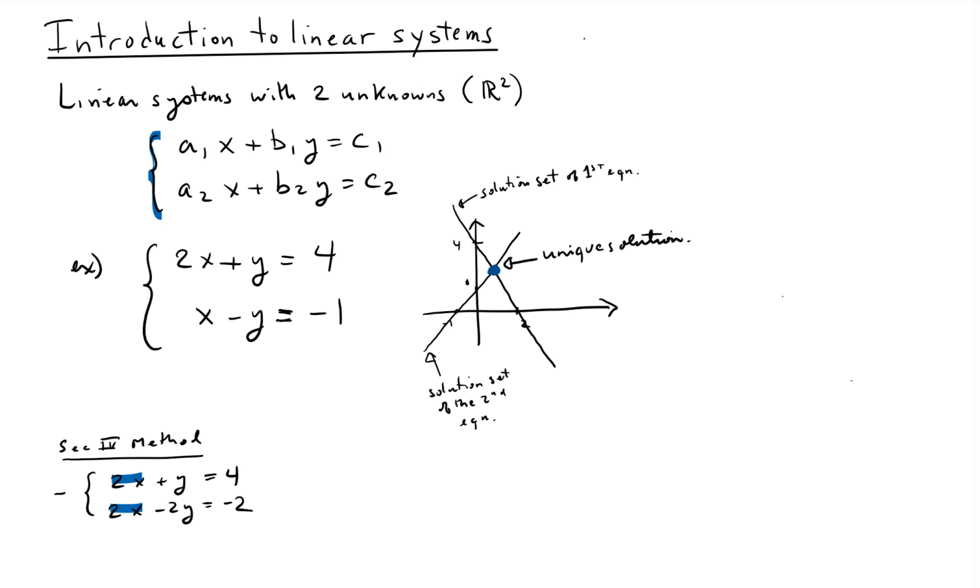If I do this, over here I get 0, like 2x minus 2x is 0. y minus negative 2y, that's 3y. And 4 minus negative 2, that's 6. So 3y is 6.